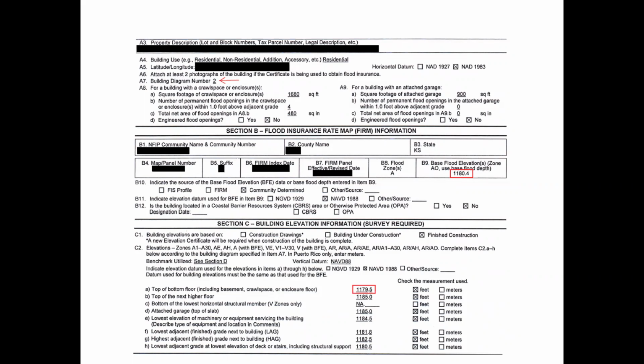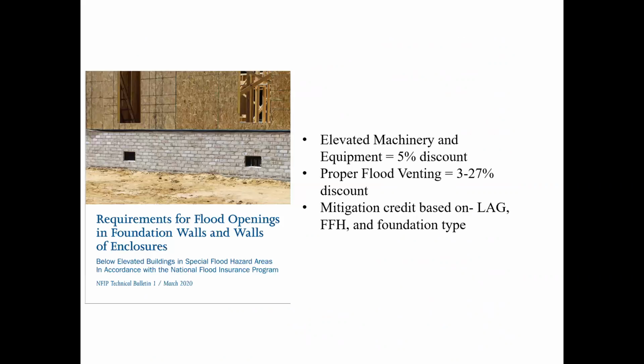And unfortunately, that does not change the premium anymore. So we used to have the preferred risk policy that is done away with. And so having that does not improve the premium, but again, it does take away the mandatory purchase requirement. And as I mentioned before, anything over 5 feet counts as a story. And so the distance there, it's not a crawl space. And then the elevated machinery and equipment, based on your structure type, it's a 5% discount. Having proper flood venting can be between 3 and 27% discount.